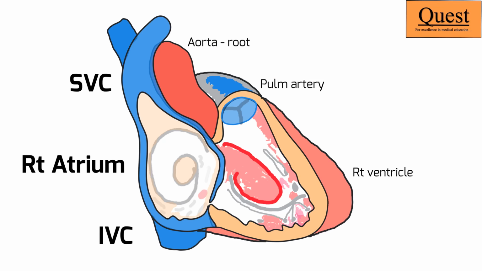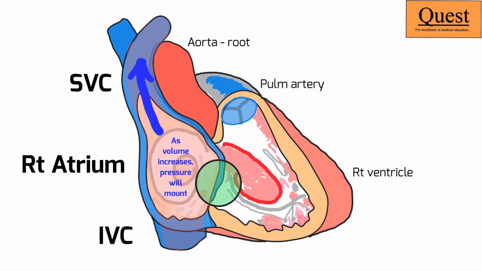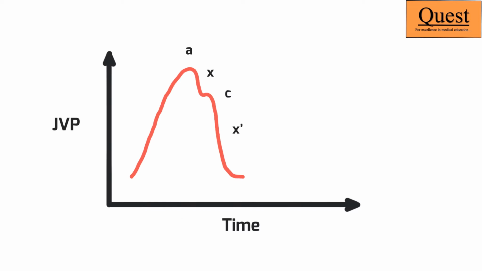Now, while all of this was happening, remember the inflow of blood from the inferior and the superior vena cava was continuing. Now we have a tricuspid valve which has been closed, and there is going to be a diastole happening for the atria. The atria is going to accumulate all of this venous return, and gradually its pressure is going to mount, and this is going to cause a wave known as the V wave. The V wave is a slow rising wave because of the venous return coming to the right atria.